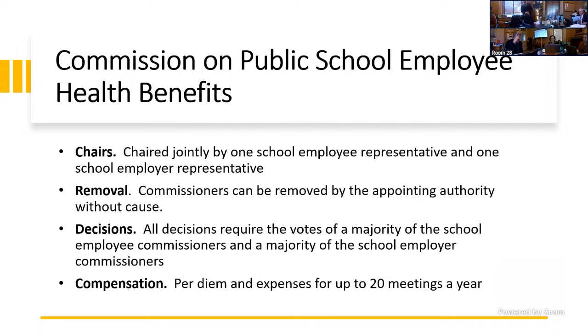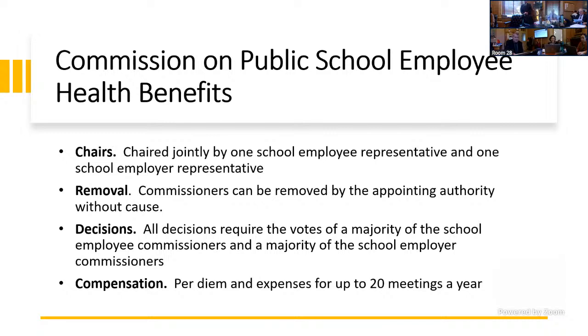There is now a provision where each side has two alternate commissioners. So if for some reason a commissioner is removed, each side has two alternates that they could rapidly appoint. Any decisions require the vote of a majority of the school employee commissioners and a majority of the school employer commissioners. So both sides need to agree on decisions, and that becomes relevant when you're picking an arbitrator. It's not a majority of the commissioners, it has to be a majority of each of both the school employer commissioners and the school employee commissioners.